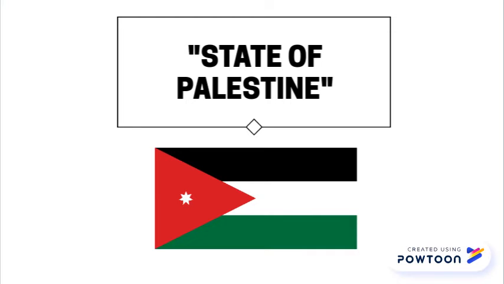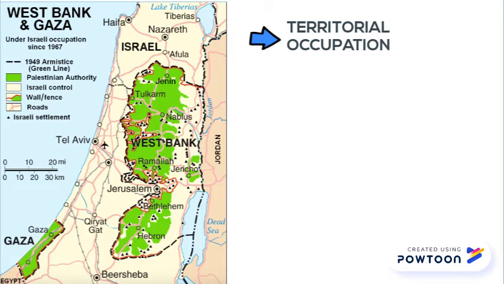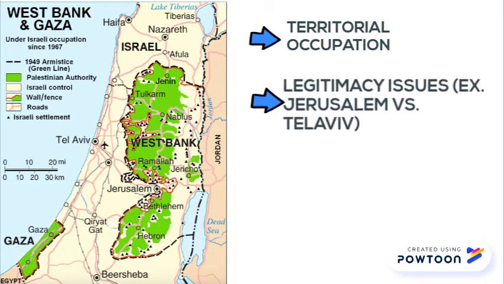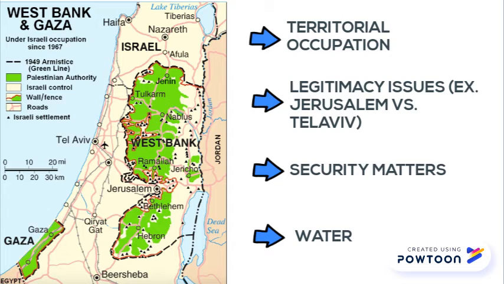Lastly, we have Israel's biggest burden: Palestine. The conflict between these two nations varies from matters such as territorial occupation, the legitimacy of the existence of Palestine, security measures because of the war, and lastly, such basic things as natural resources and water.